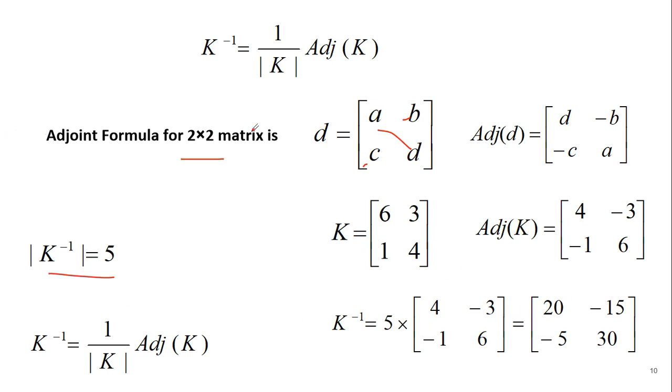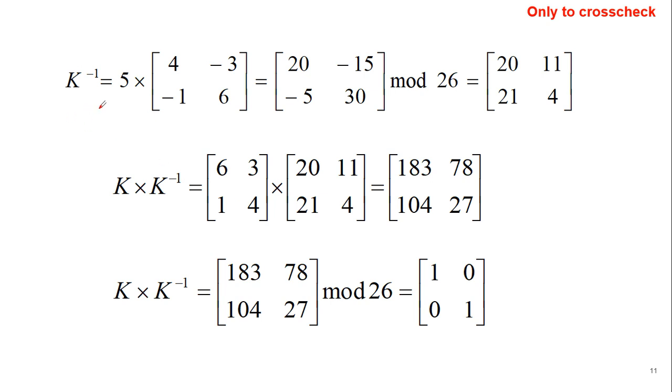But we always want our answer in modulo 26. So again we apply the mod 26 here. See, this is our answer. This is determinant K inverse. This is the adjoint multiplication, and after that we again apply the mod 26, and after applying the mod 26 we get this answer. Now if we multiply K into K inverse, now this is K and this is K inverse, we get this, and when we apply the mod 26 again we get 1 0 0 1. Means what? That when K into K inverse is equal to I, that is the identity matrix, it means K inverse is present. So this is a condition.